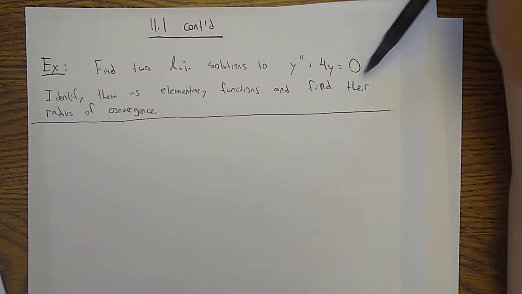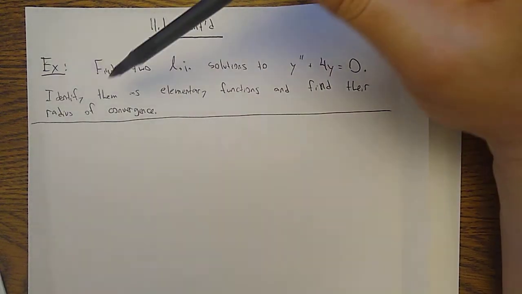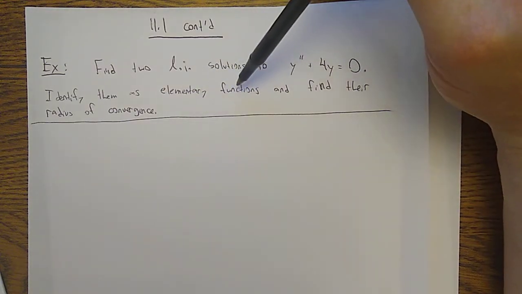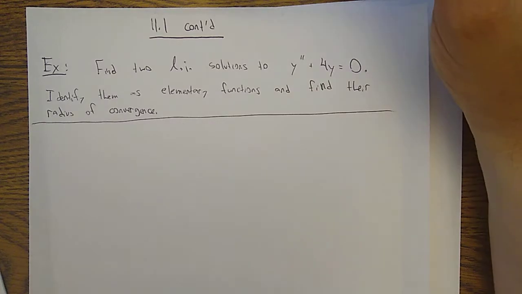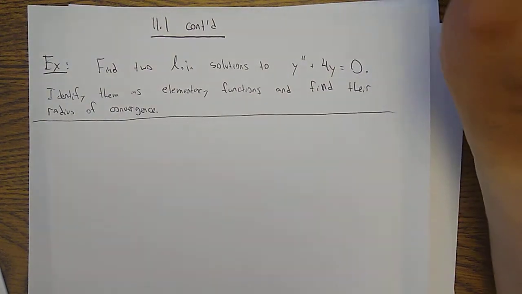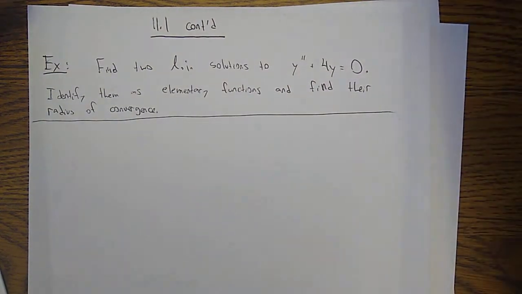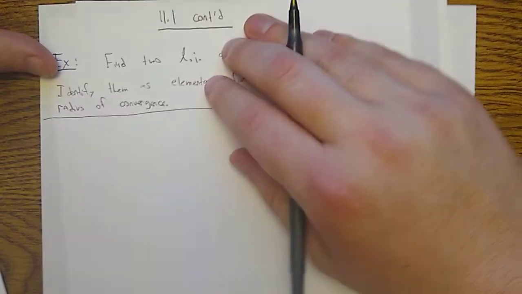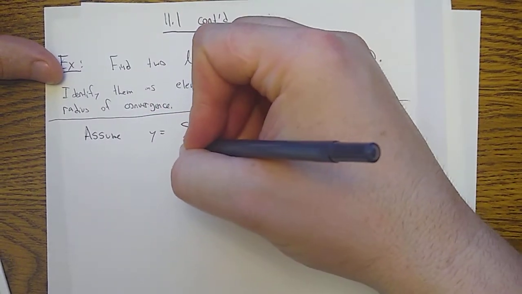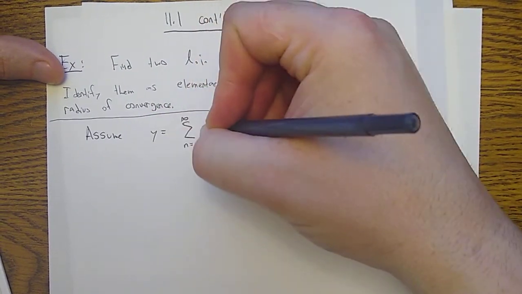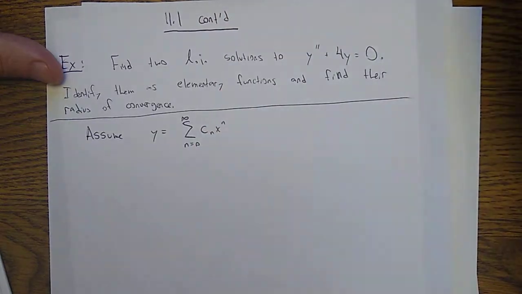And so we're going to do what we did on the last example, and then we're going to identify the solutions as elementary functions using the ones on our list. And we're going to find our radius of convergence. I'll have to tell you what that means. But let's just start. Assume y has a power series representation like this.